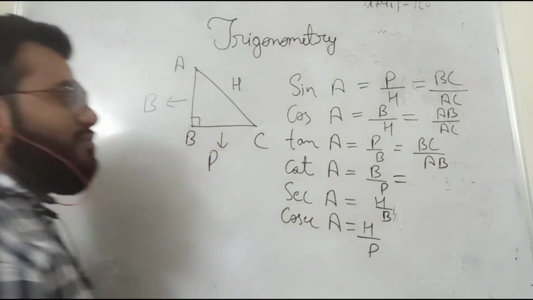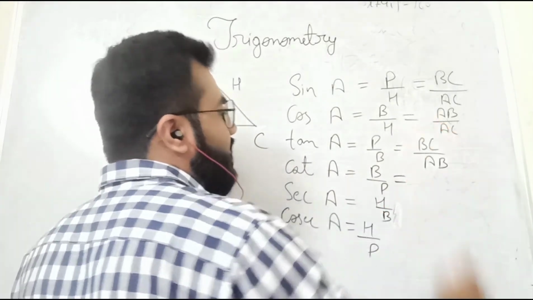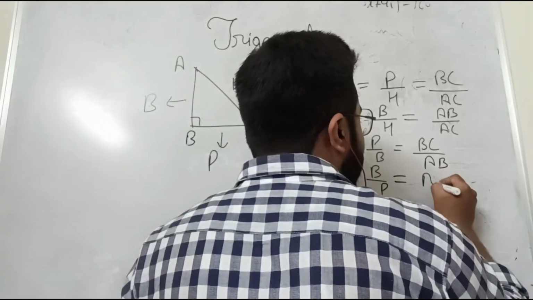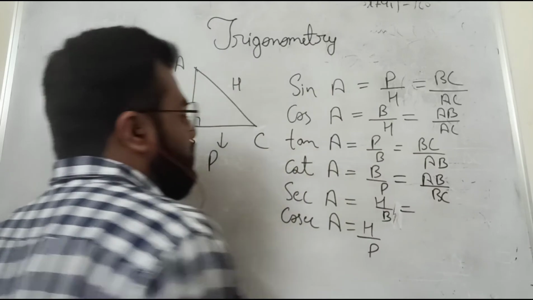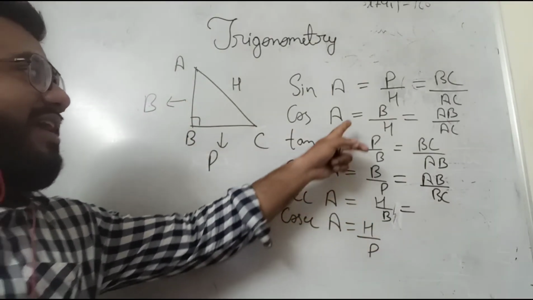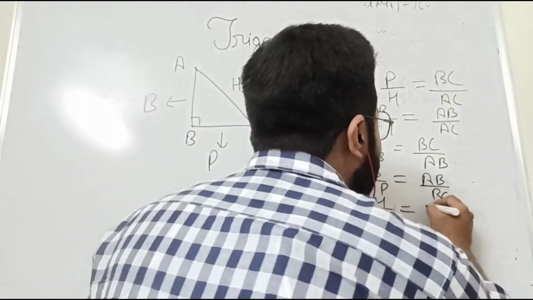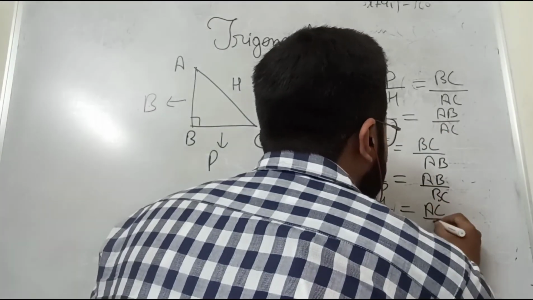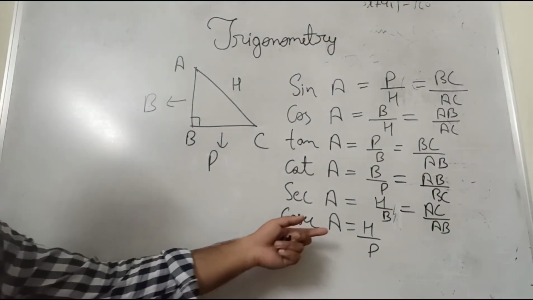Now cot A will be equal to base upon perpendicular. This means it is the reciprocal of tan, so it will be equal to AB upon BC. Now sec A. Sec A is equal to hypotenuse upon base. This means that it is the reciprocal of cos, so it will be equal to AC upon AB.